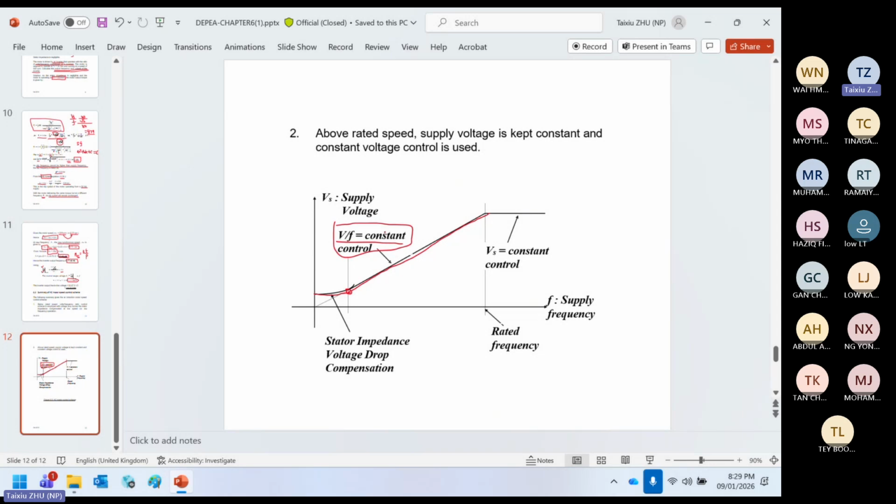So when the frequency is very low, much lower than this, because of the stator impedance voltage drop, we call this stator impedance voltage drop compensation. That means we do not follow this anymore. We just reduce your frequency while keeping the voltage constant. So this is the variable voltage variable frequency.